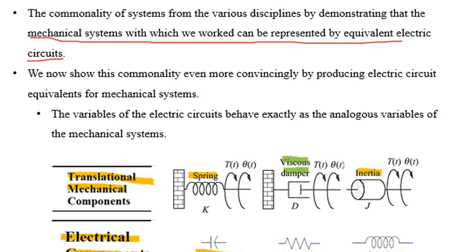We have studied equations for both systems. Now we will analyze how variables of electric circuits behave exactly as the analogous variables of mechanical systems. Using this commonality, we will produce an electric circuit equivalent for a mechanical system.